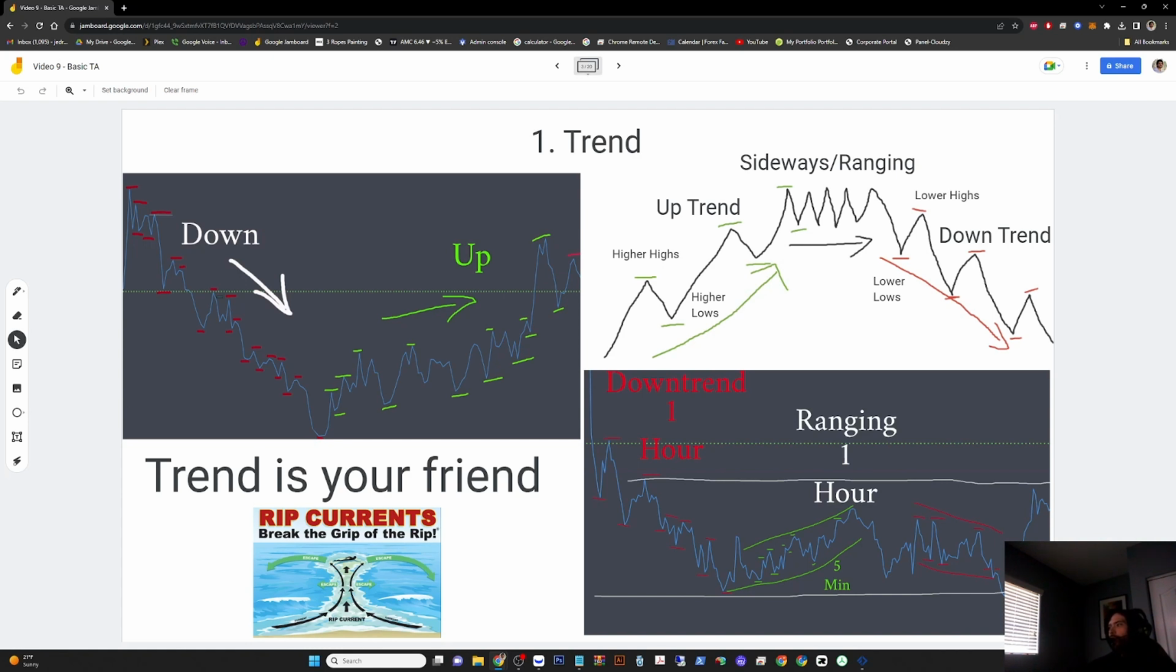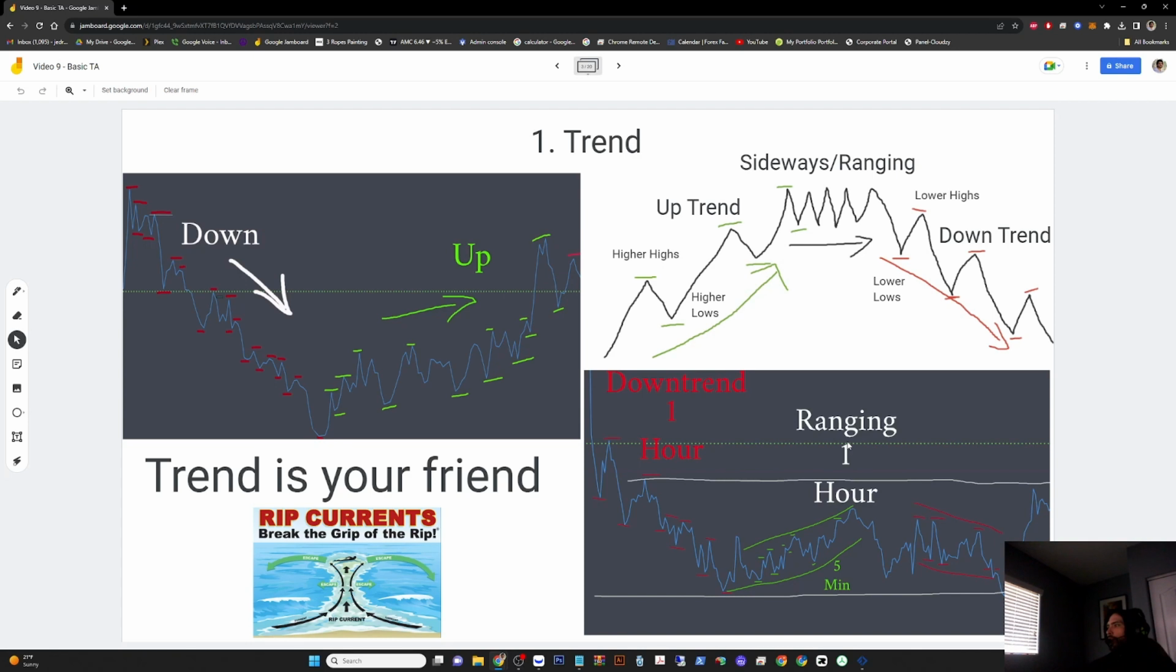Let's see if we can help you identify trends quickly in your trading journey. This is probably the most difficult idea to implement at first. In the bottom right example, you can see price ranging on the hourly. It hasn't chosen a direction, between these white lines. But if we move down to a lower time frame, like the 5-minute, a trend can be identified to trade in.